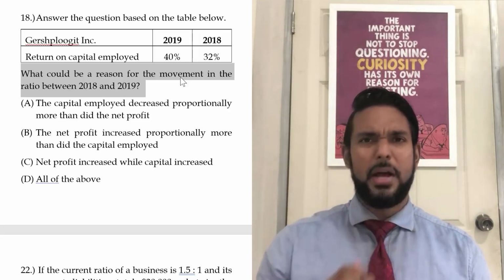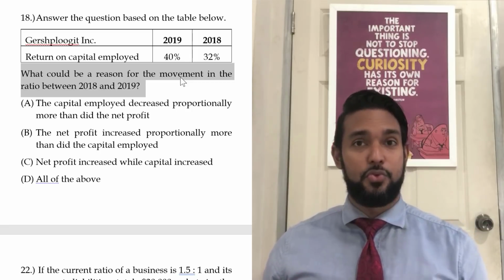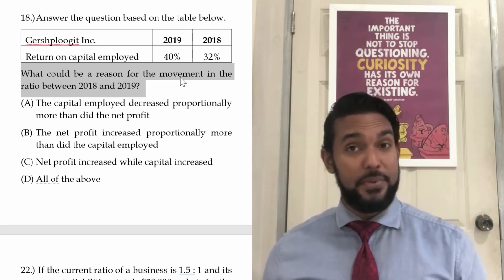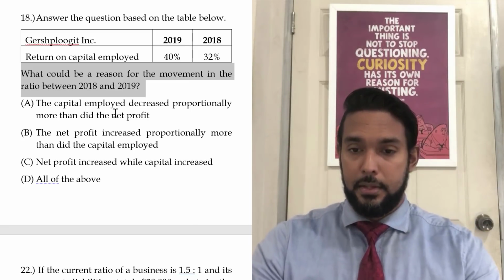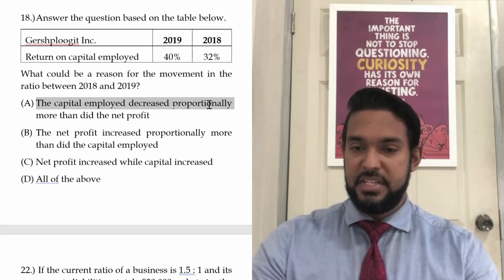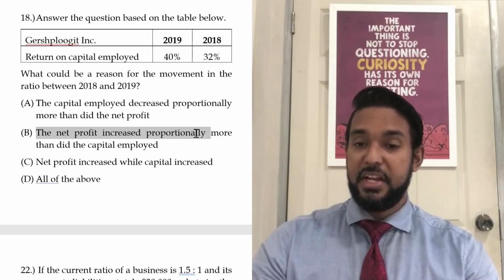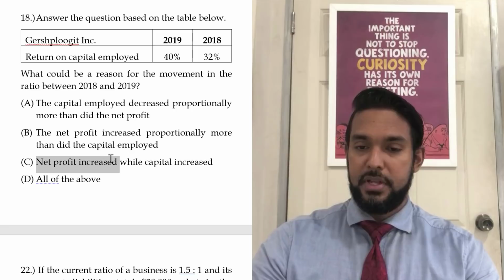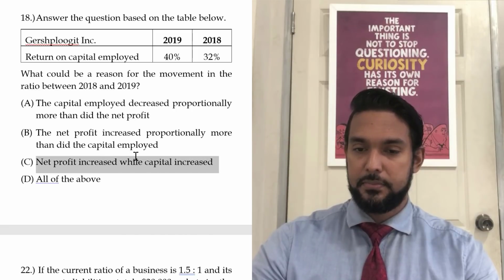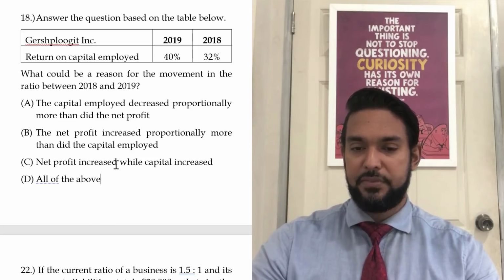So what would that mean for return on capital employed? So either your net profit increased relative to your capital employed, or capital employed decreased relative to your net profit, or both. So capital employed decreased proportionally more than did net profit, yes. Net profit increased proportionally more than did capital, yes. Net profit increased while capital increased. That could have happened too, but we would have to know that net profit increased more.